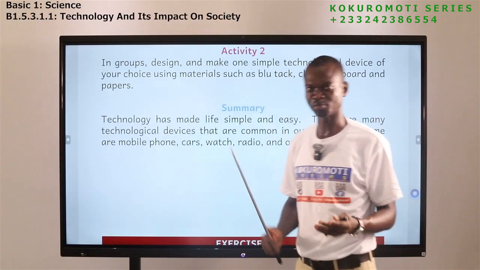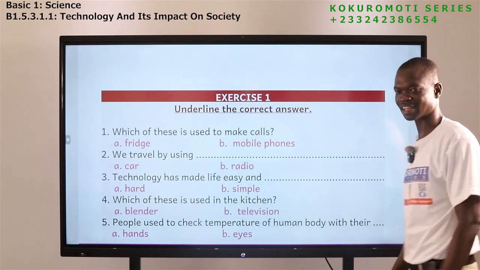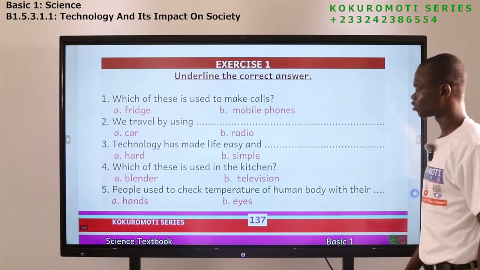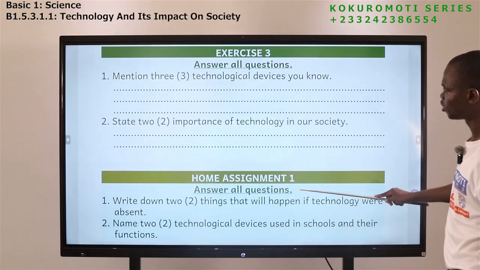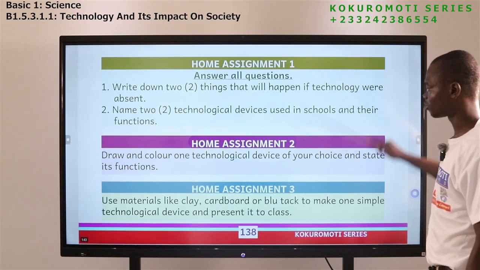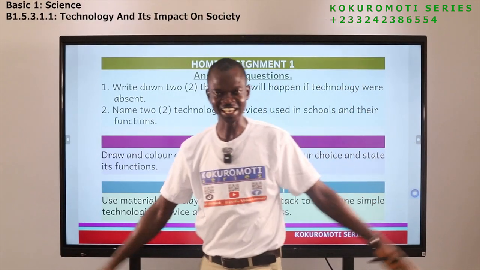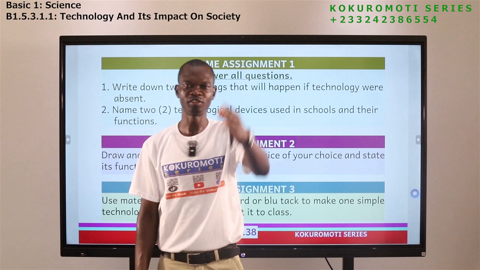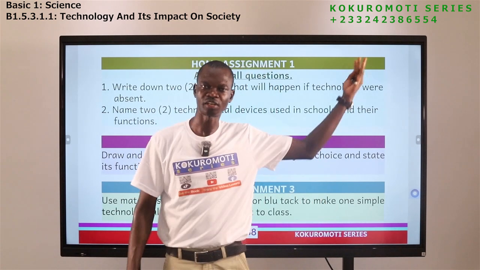Okay, so today this is what we have learned. I know you have questions for me, but before you ask your questions, look at something here. I also have exercise for you. Do it, and then after that you send your questions to me. So exercise 1, exercise 2, exercise 3, then home assignment 1, home assignment 2, home assignment 3. In fact, today I've given you more home assignments, and I believe the questions are simple that you can answer all of them.